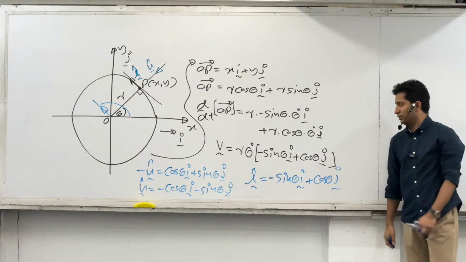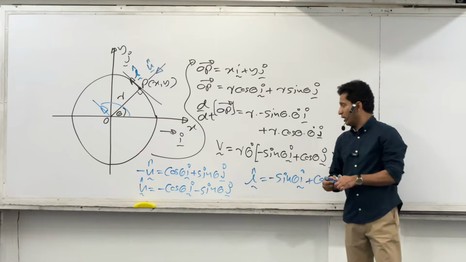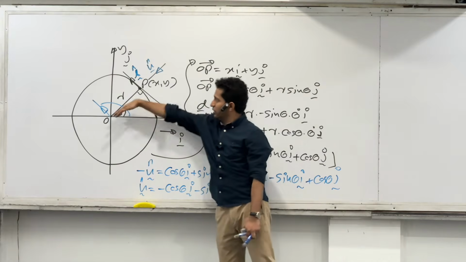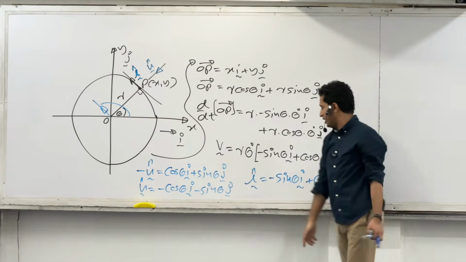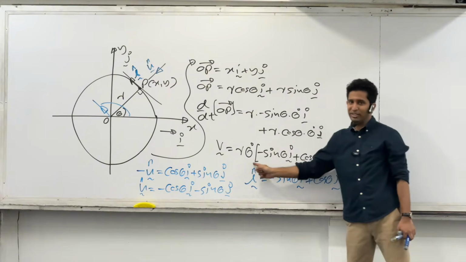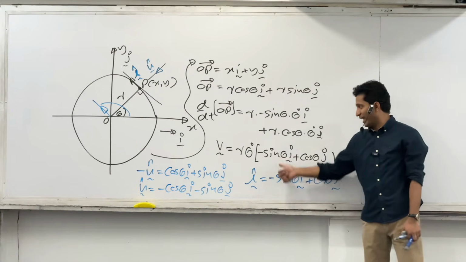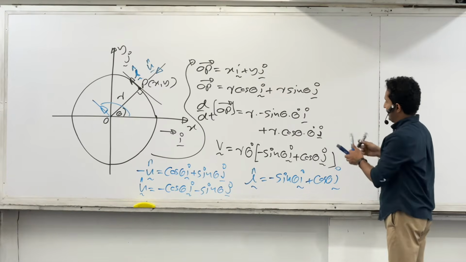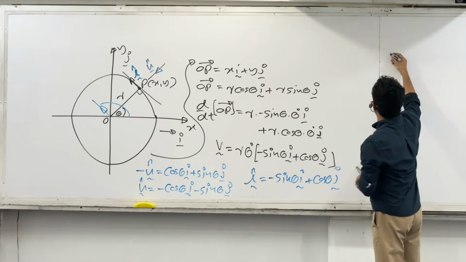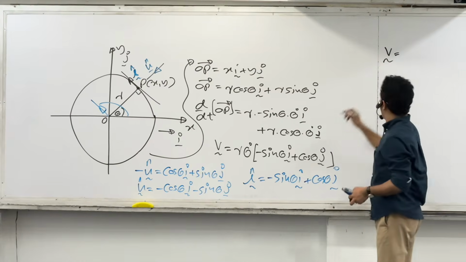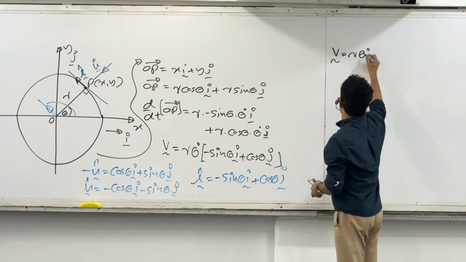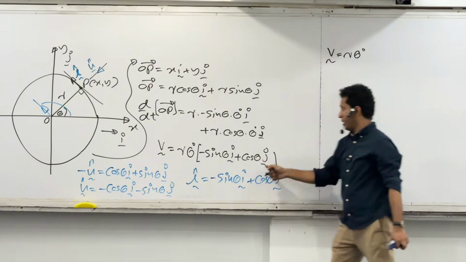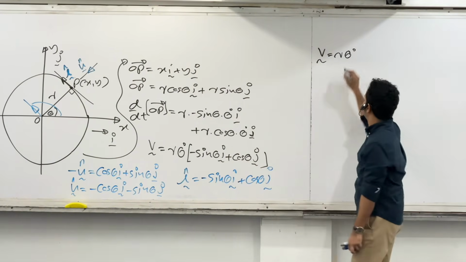Now this is L. Anyhow, I have the two unit vectors in this direction and this direction. Here you can see, this is L. Then you can say v equals r theta dot times, instead of this one, you can put L.